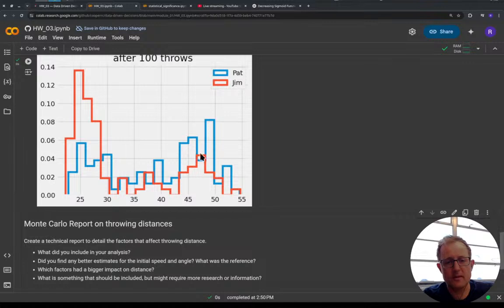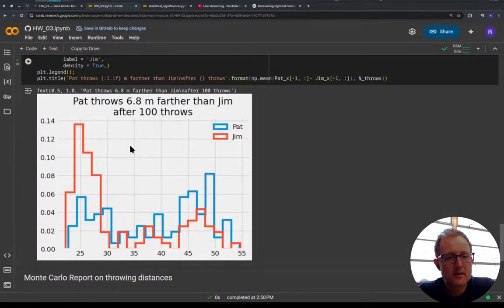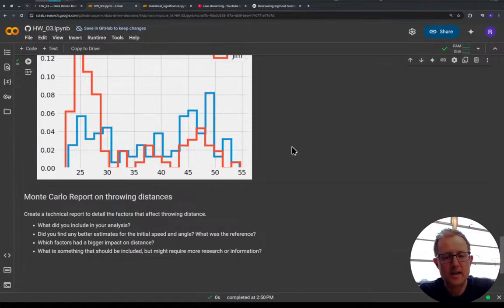Yeah, so even still, Jim starts throwing shorter, quicker than Pat. So Pat has what looks, here, almost like a uniform distribution, right? Like if I squint and say something else is happening. So that's kind of cool.